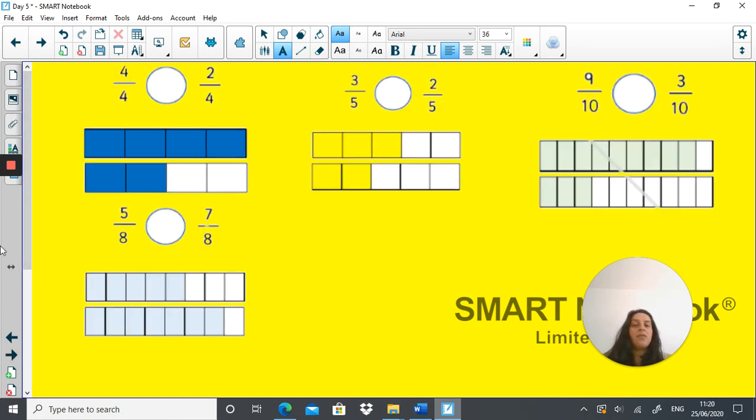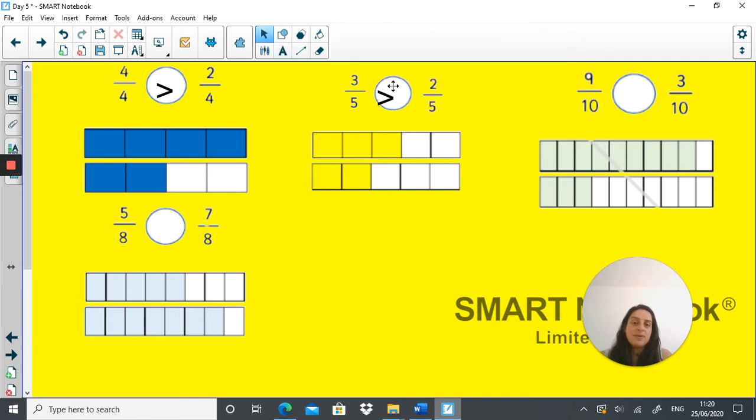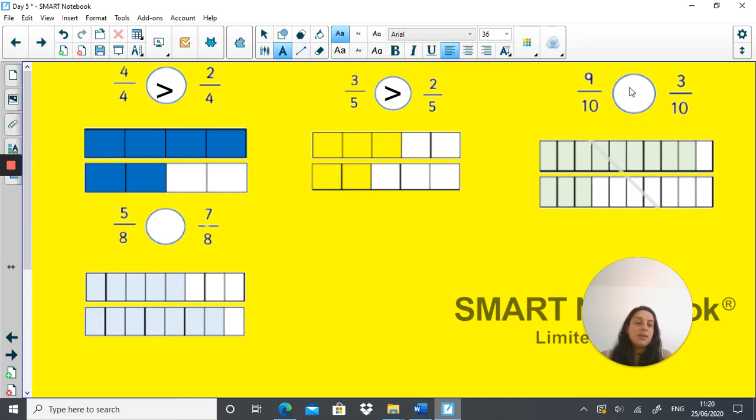So here are a few more for you to compare, okay? I want you to pause the video and have a go at answering all of these. So in here, 4/4 is greater than 2/4. 3/5 is greater than 2/5. I'm going to move this across now. 9/10 is also greater than 3/10, and 5/8 is less than 7/8. You got those right? Good job, on the right track.